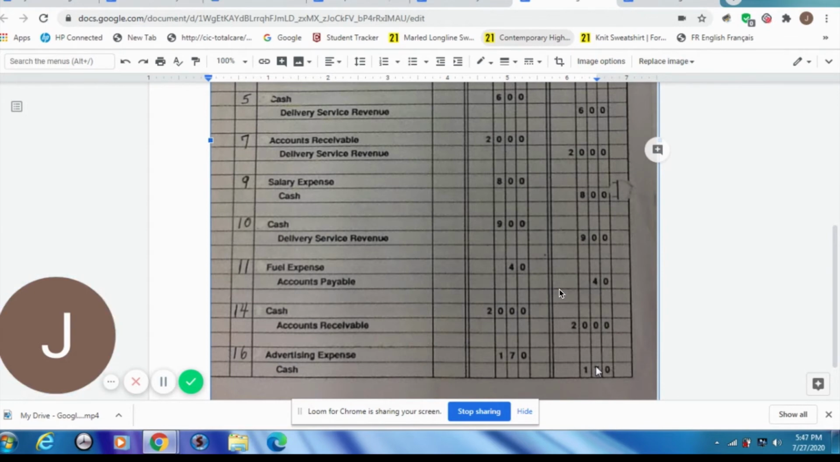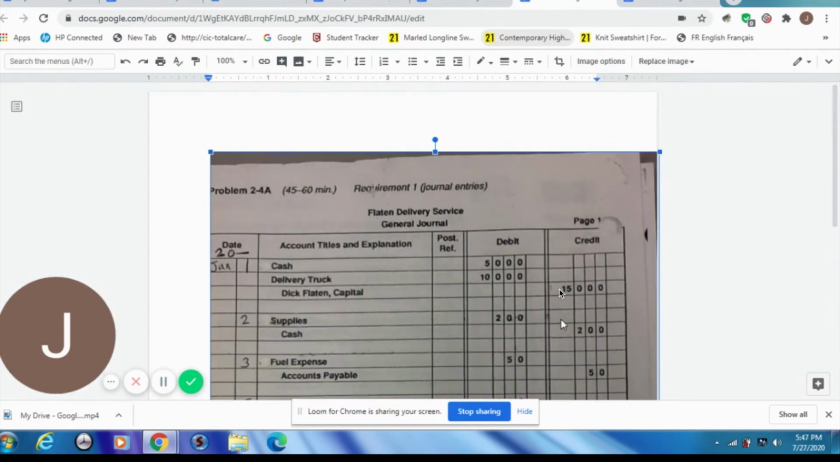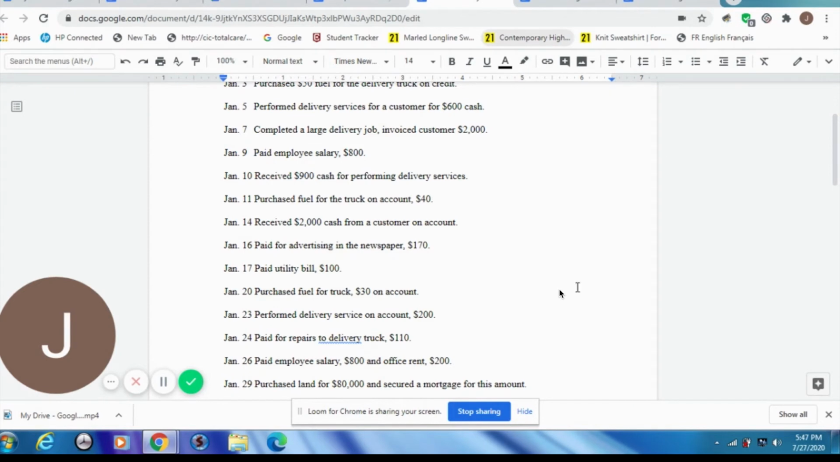For the next transaction, we'll have to go to a new journal page. Okay, so if we go back to the top of this one, it says page 1 at the top, so it's going to have to say page 2 when we go to the next journal page. But let's go back to our transactions, and we'll go to the next transaction listed. It's on the 17th, and it says that we paid a utility bill of $100.